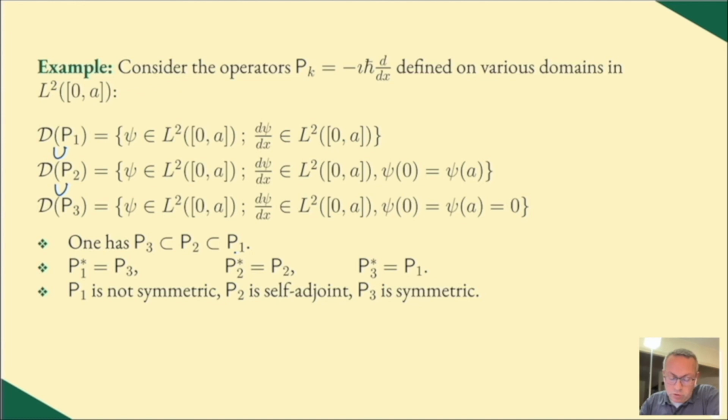And then you conclude, for example, obviously that P2 is self-adjoint. P3 star is equal to P1, but P1 is an extension of P3. So this means that P3 is symmetric. And for P1, well, P1 star is equal to P3, and P1 is an extension of P3. So the inclusion is in the wrong sense, so P1 is not a symmetric operator.